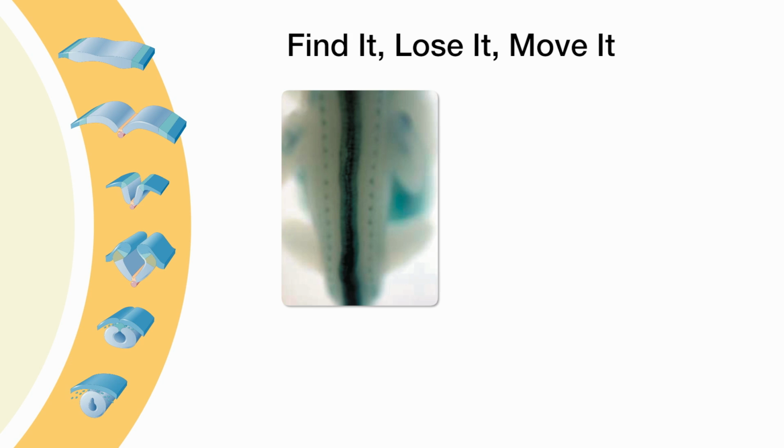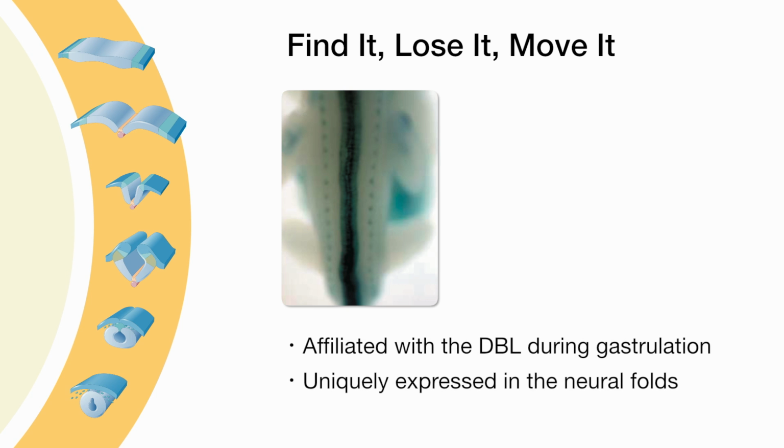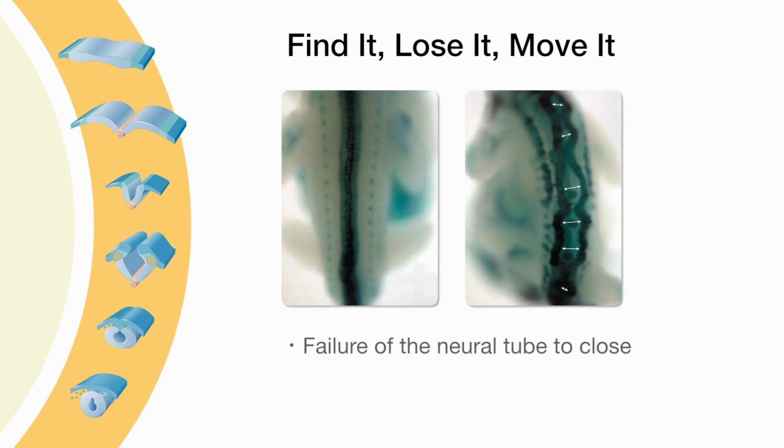Let's apply our developmental biology mantra. Find it, lose it, move it. Find it. Noggin is a gene also affiliated with the dorsal blastopore lip during gastrulation and is also uniquely expressed in the neural folds. Lose it. Loss of noggin results in the failure of the neural tube to, in fact, close.